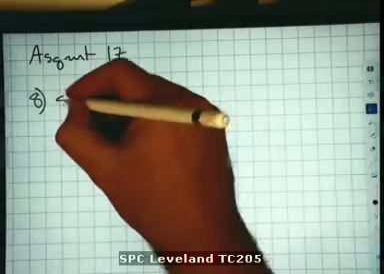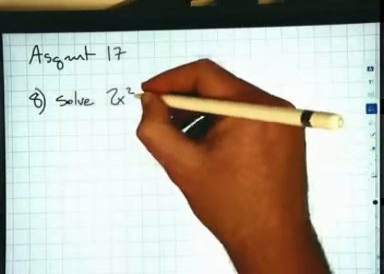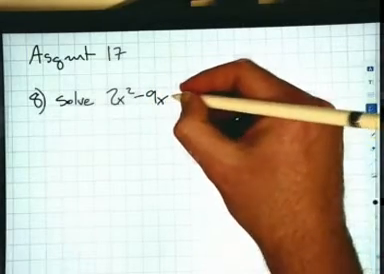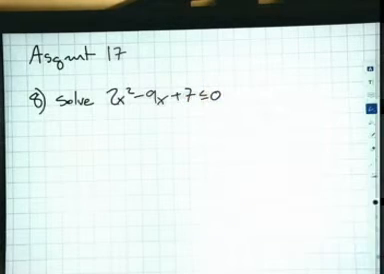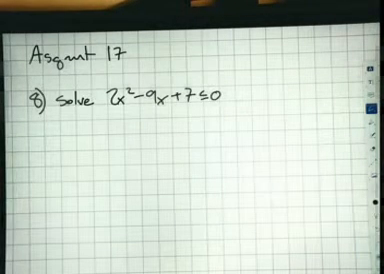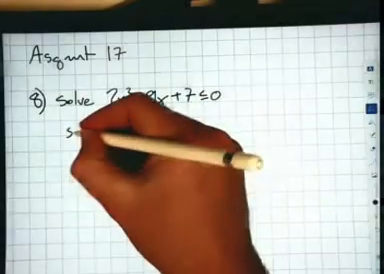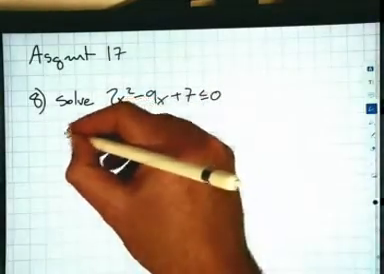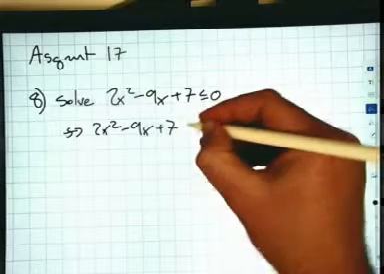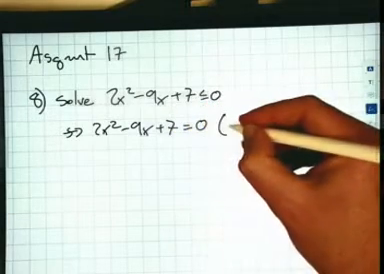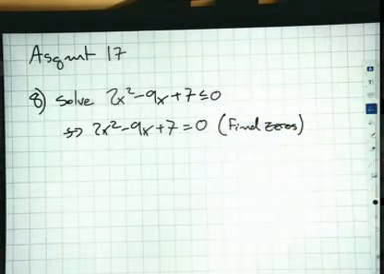Alright, we want to solve 2x squared minus 9x plus 7 is less than or equal to 0. And we'll graph and put the solution in interval notation. So the first thing I'm going to do is start off by solving 2x squared minus 9x plus 7 equal to 0. The reason we want to do this is we want to find the zeros of our function.